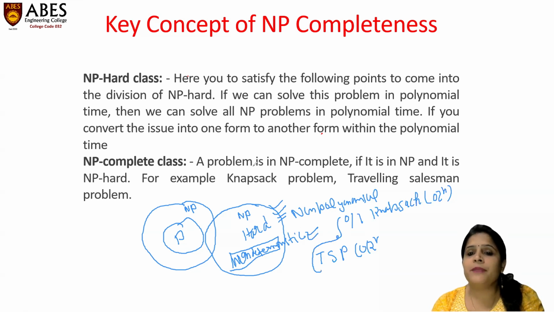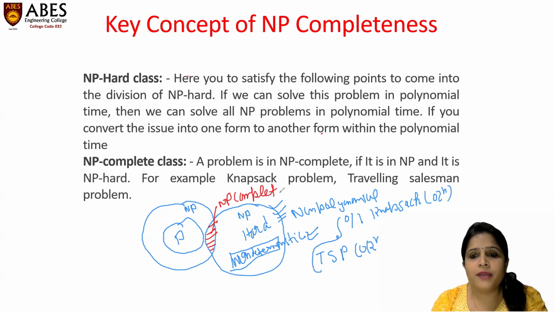Our next class is the NP-complete class. A problem is in NP-complete if it is in NP and it is NP hard. For example, the knapsack problem and the traveling salesman problem. These problems also come in the category of NP-complete. Here, what is the meaning of NP-complete? This intersected portion is called the NP-complete portion. What is NP? This is NP-complete. So what is the meaning of NP-complete?